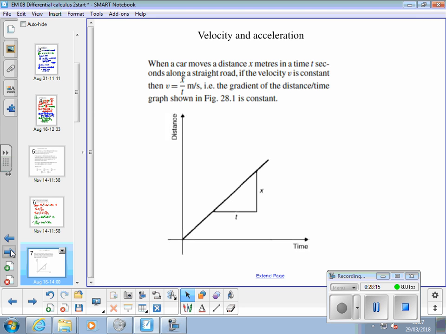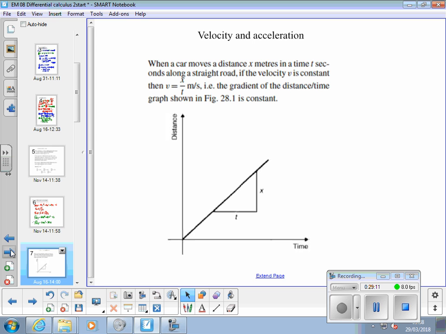So that's successive differentiation. One of the key things around engineering and differentiation is displacement, velocity, and acceleration, both that and integration really. When a car moves a distance x metres in a time t seconds along a straight road, the velocity v is constant, then v is x over t metres per second. Yeah? So the velocity is the rate of change of position with time, effectively. The change in x over the change in t.